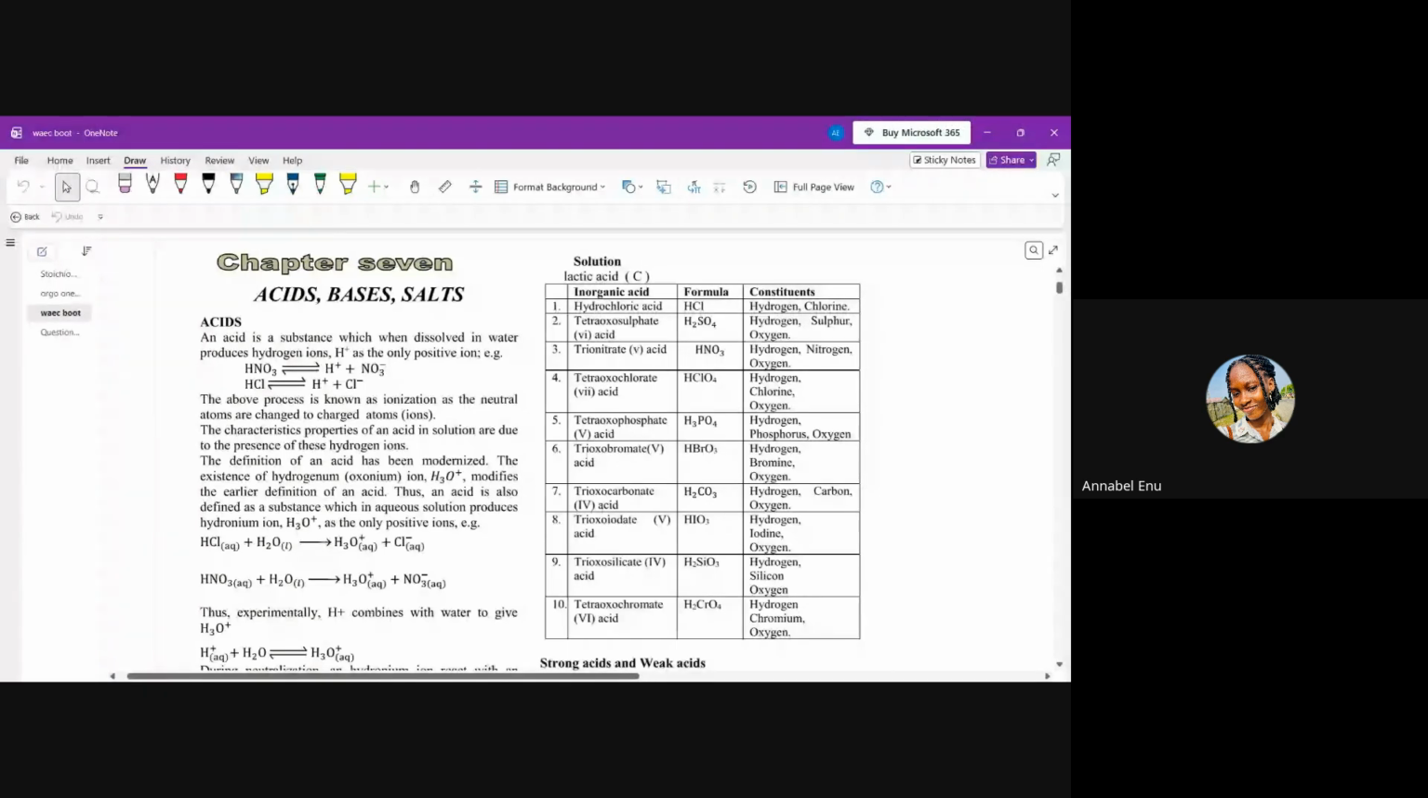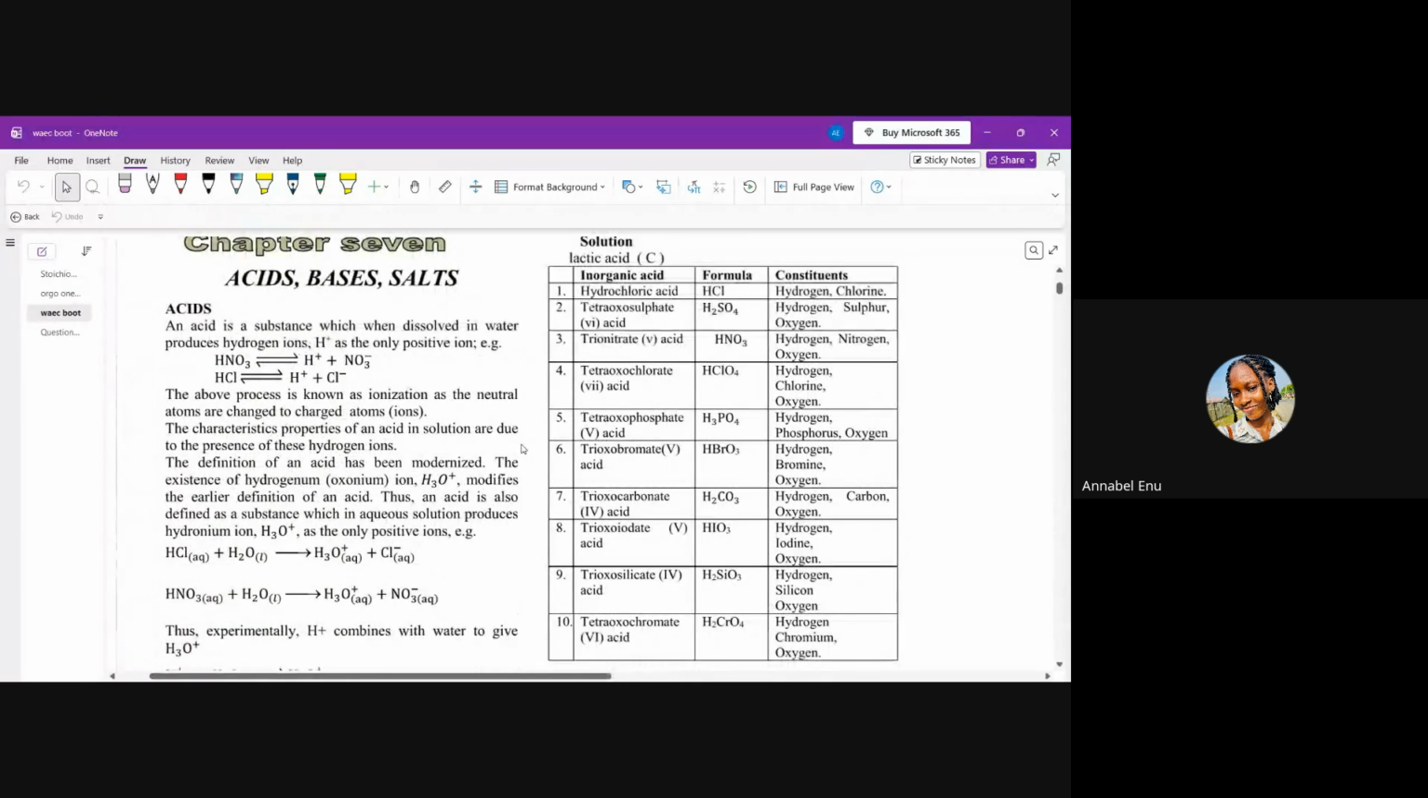Okay, so I believe this topic is not a new one to you all. As big boys and girls, you must have learnt about it already in Year 10, SS1. So you have an idea already of what an acid is, what a base is, and what they generally do together. It is in acid-base.